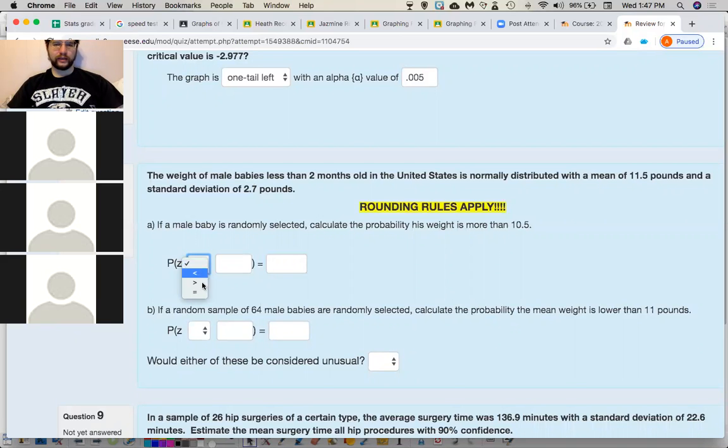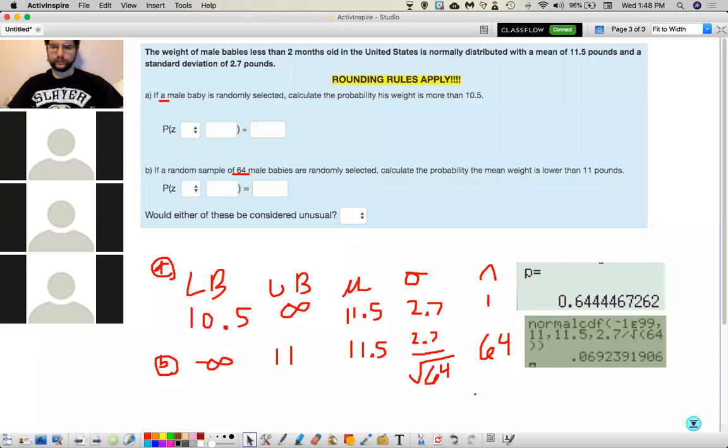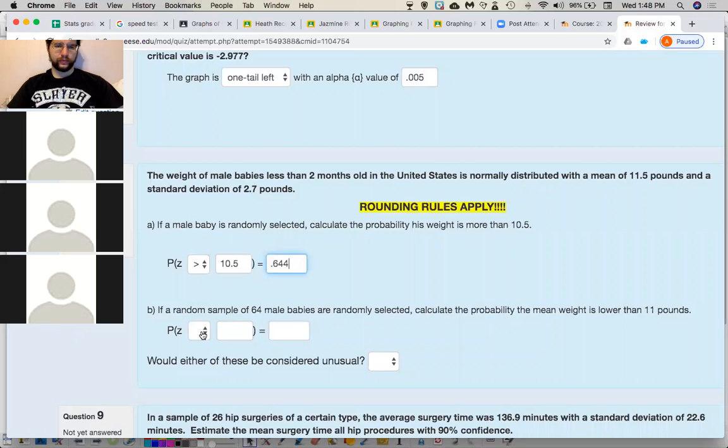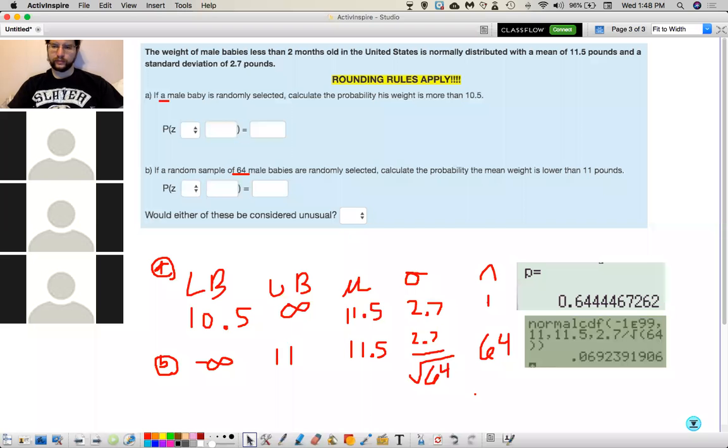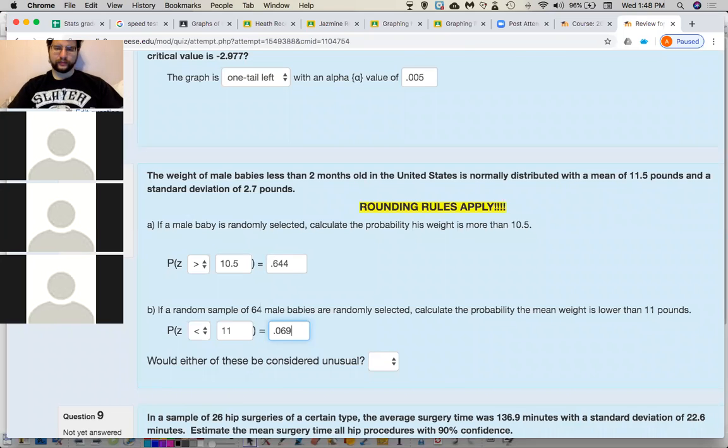So probability that it's more than 10.5 is 0.644. Question? No, guess not. Probability that it's less than 11 is 0.069.